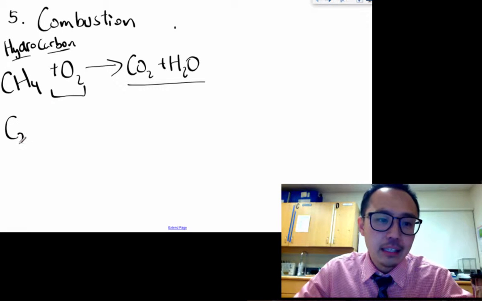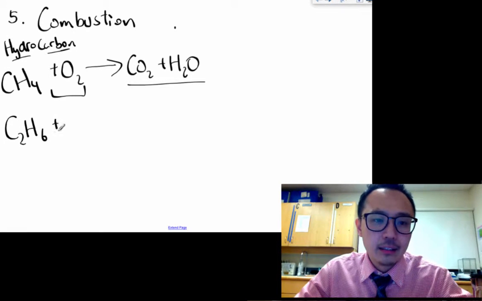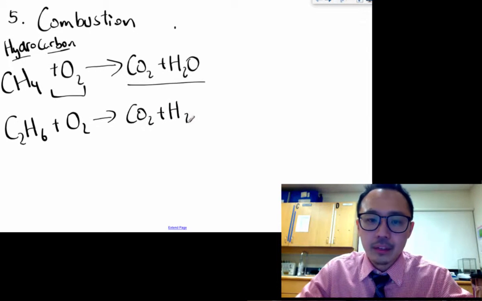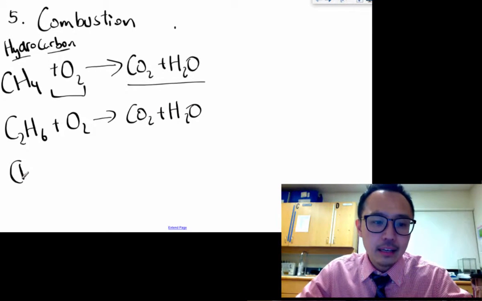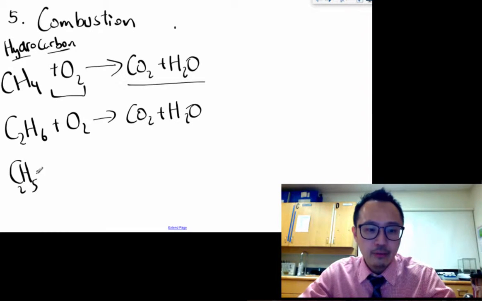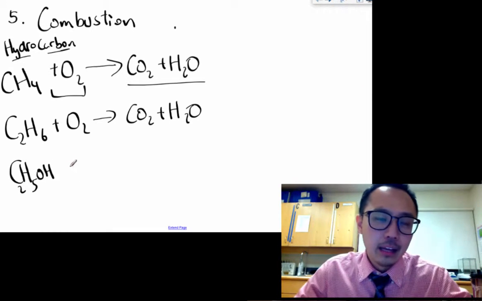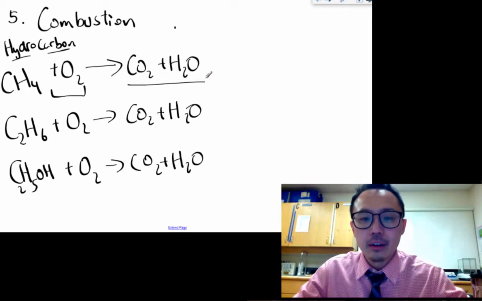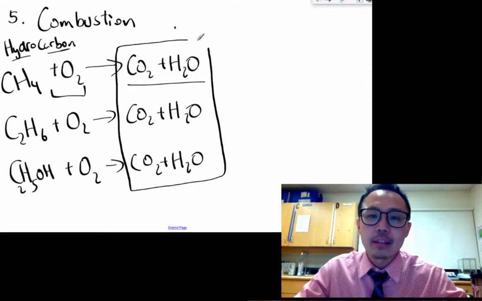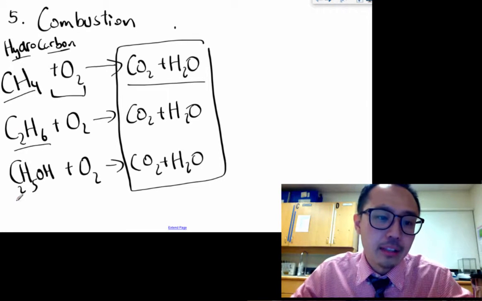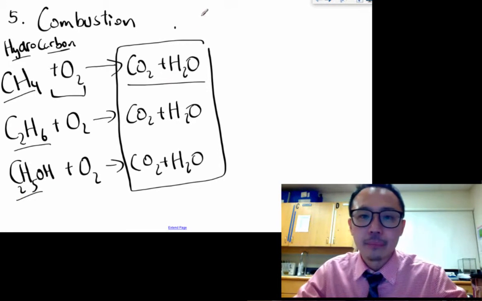You can have C2H6 plus oxygen, you'll still get this and water. Or sometimes you will get, say, C2H5OH. This is your ethanol, burn ethanol, you will still get CO2 plus water. Notice all my products are exactly the same because that's all the products of a combustion reaction. You're just burning hydrocarbons, and sometimes you can have oxygen there.